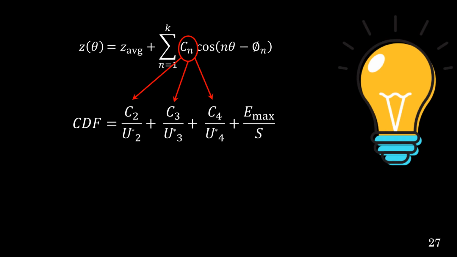Emax is the maximum error between the Fourier fit and the actual settlement values. S is the settlement value which was proposed by Marr. U2, U3 and U4 are limiting values for each of these components.